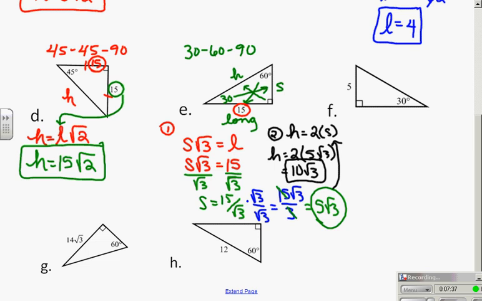And that is how you work through. Now in this particular case, you can't get directly from the long leg to the hypotenuse. You have to go through the short leg. It's the only way to do it.